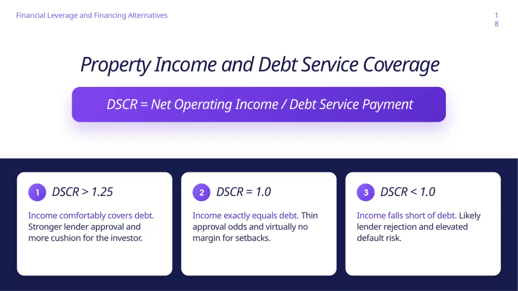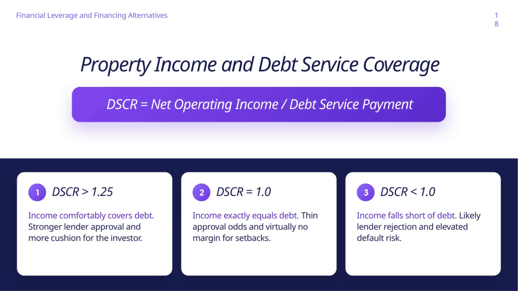Here, we're looking at the concept of debt service coverage ratio, or DSCR, which is crucial when analyzing property income in relation to debt payments. DSCR is calculated by dividing net operating income by debt service payments. If the DSCR is greater than 1.25, it means the property's income comfortably covers the debt. This is the ideal scenario because it gives lenders greater confidence and provides a healthy cushion for investors, making approval more likely.